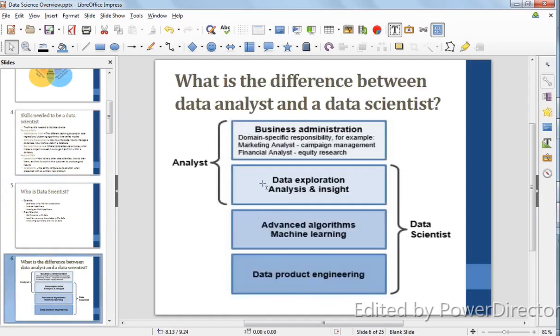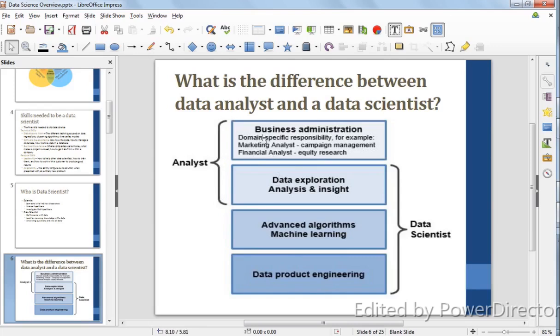So let's try to understand the difference between a data analyst and a data scientist. Basically a data analyst tries to do the analysis of the data. They hardly do any kind of predictive analytics. In a data scientist, if you see these four blocks, the analyst involves these two parts. So you have business administration, you should have business knowledge.